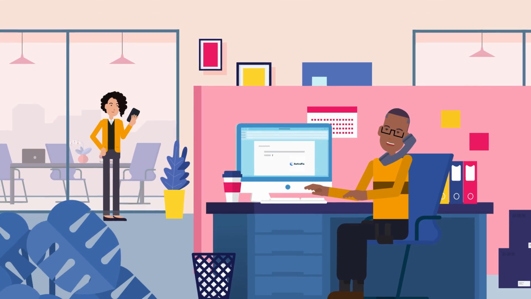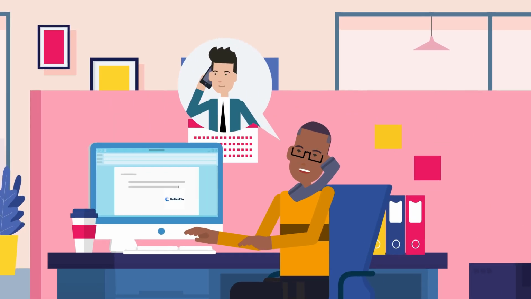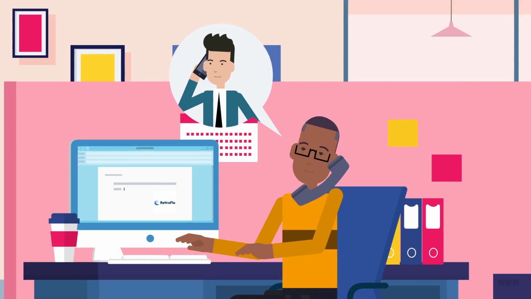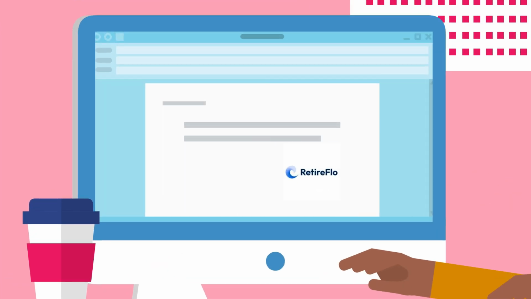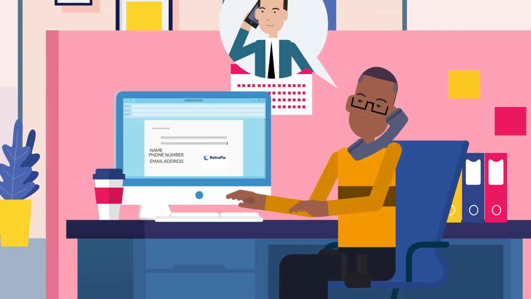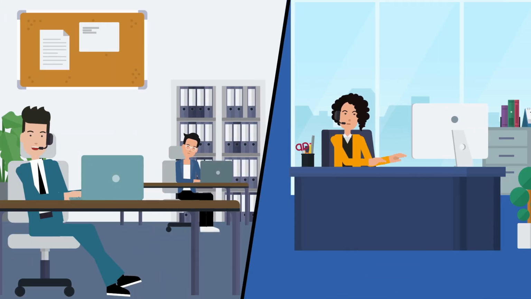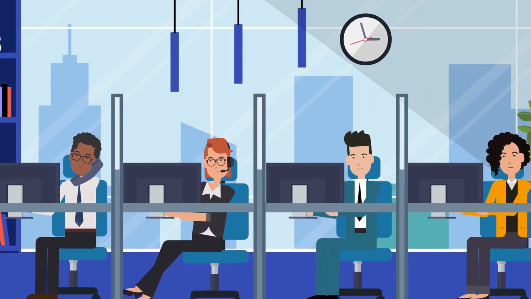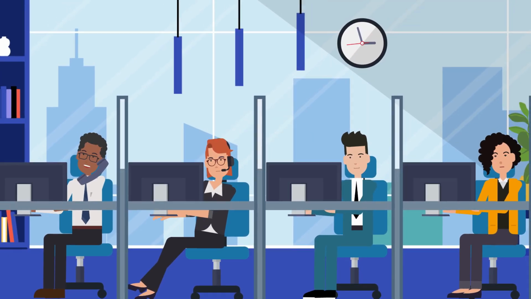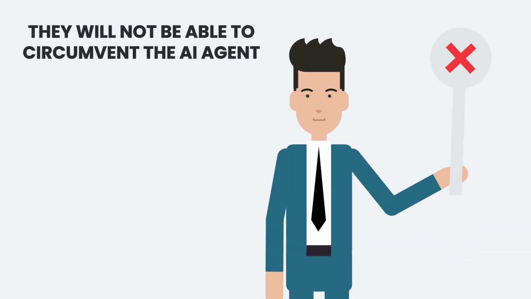If the caller is a new contact or has not completed a RetireFlow form, the call will be directed to your Voice AI agent. From there, your Voice AI agent can collect the caller's name, phone number, email address, and send the caller a text message and an email with your RetireFlow link, instructing the caller to complete RetireFlow to initiate the enrollment process. If the caller is a non-client, a telemarketer, or a personal call that does not need to complete RetireFlow, they will not be able to circumvent the AI agent.